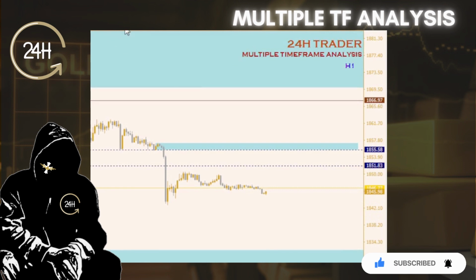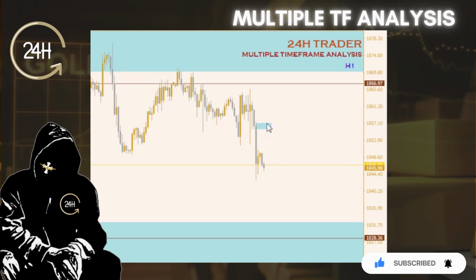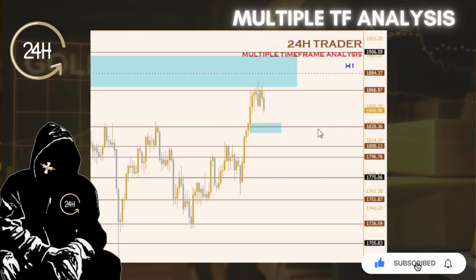But as I said previously, I trade on the 1 hourly time frame, so I don't use this. I use the analysis on the daily time frame, that the market still needs to reach the 1884 area, still needs to retest this area, or even retest the 1906.